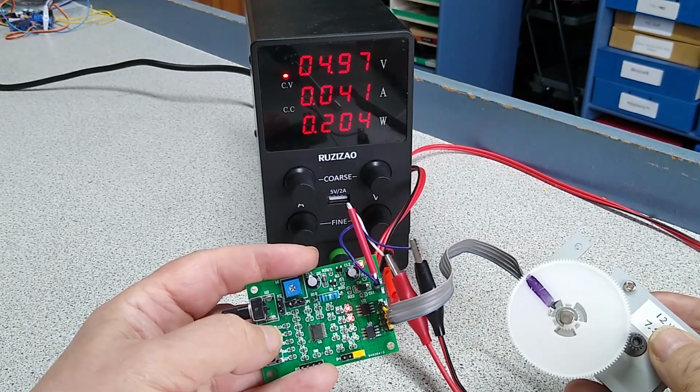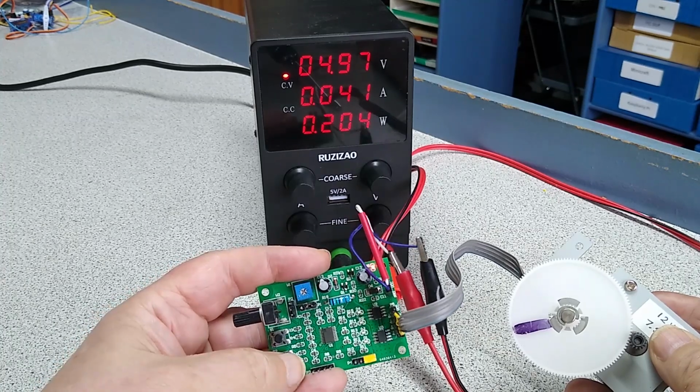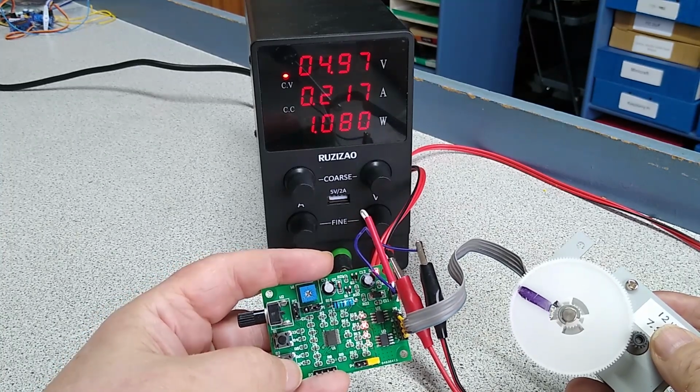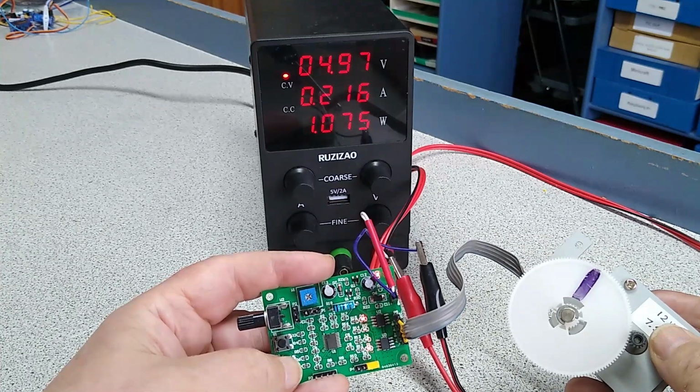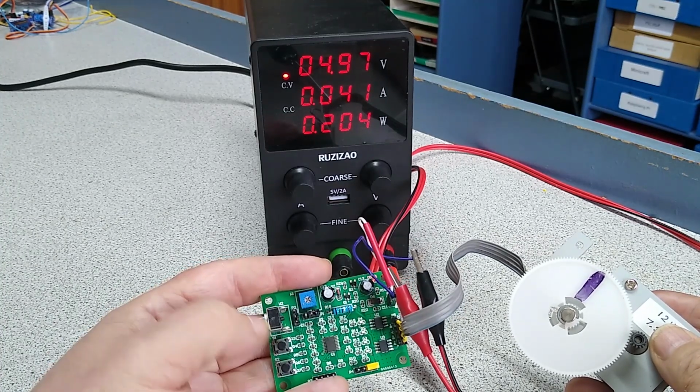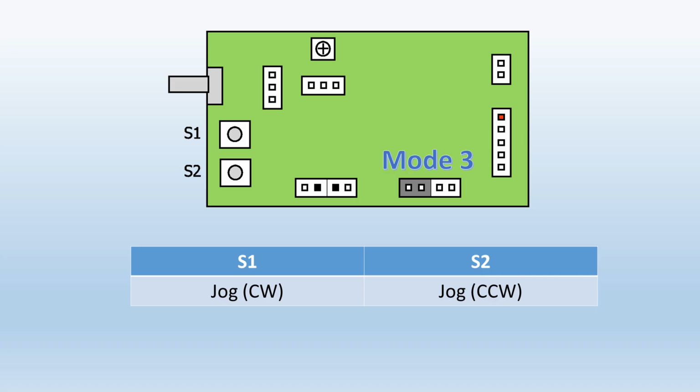So top button takes it in one direction, off and on. Another button takes it another direction, off and on. And again, I can change the speed, etc. Now, in mode 1 and mode 2, the motor was in continuous rotation mode. In mode 3, the motor only rotates as long as you're holding one of the buttons down, as you can see here.